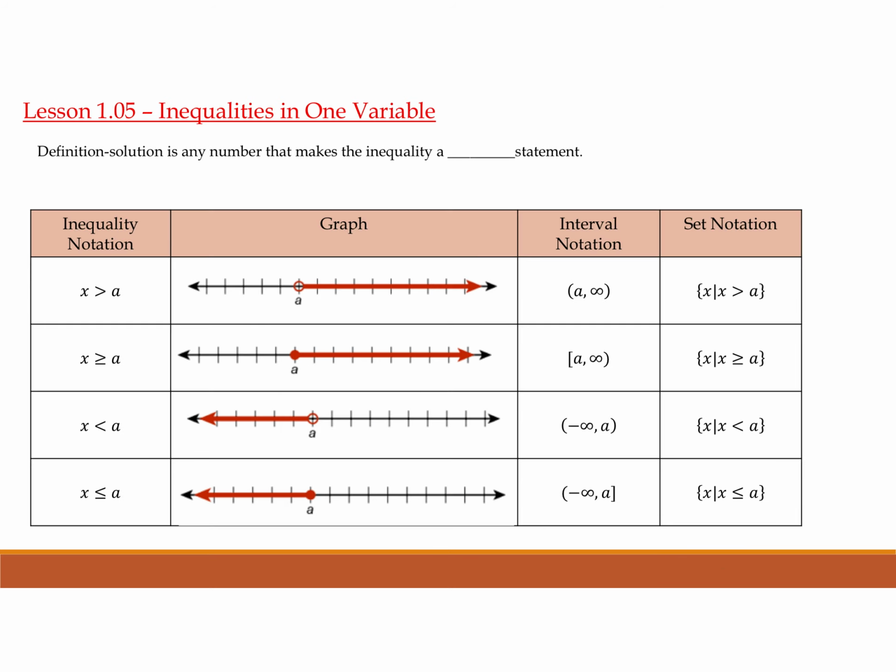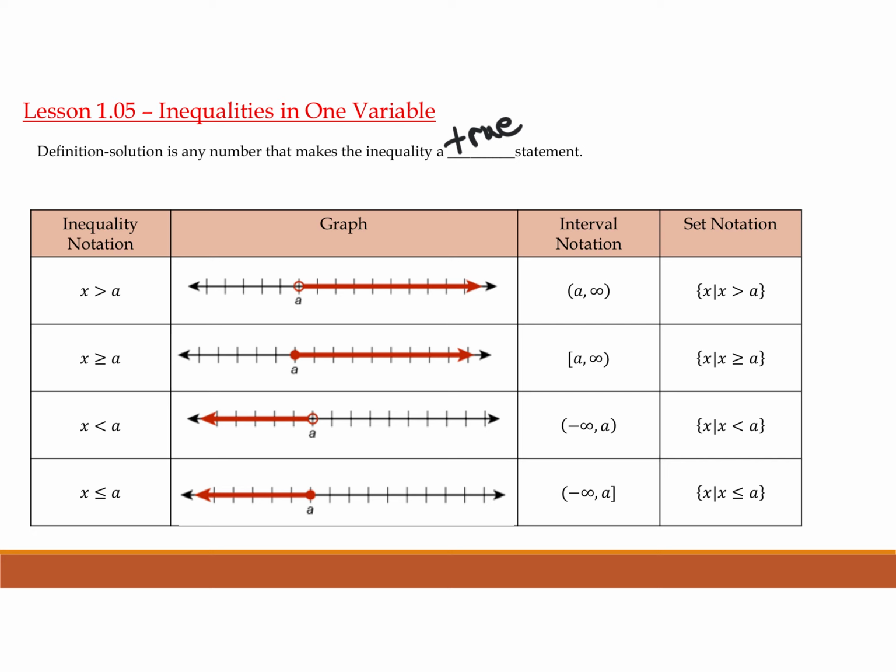In this lesson, we're going to talk about inequalities in one variable, and we're going to be talking about compound inequalities. The definition is: the solution is any number that makes an inequality statement true. In the chart below, we have shown the different types of inequalities, the notation, the graph, the interval notation, and the set notation.